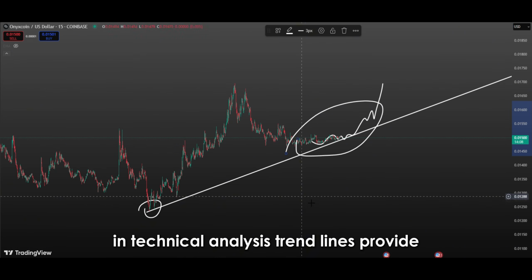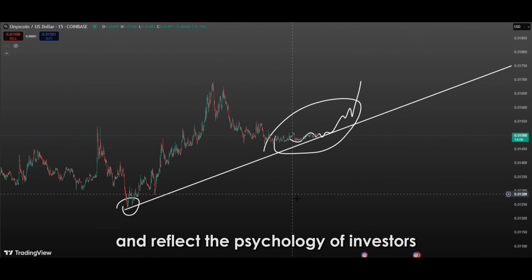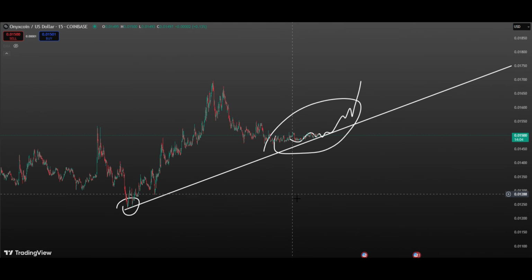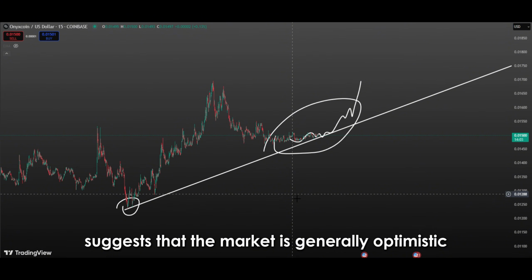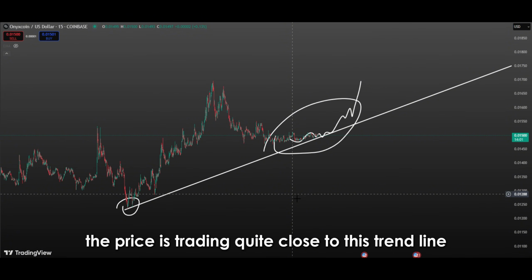In technical analysis, trend lines provide important clues about the direction of the market and reflect the psychology of investors and the behavior of market participants. In this context, the presence of the current uptrend suggests that the market is generally optimistic. Currently, the price is trading quite close to this trend line.